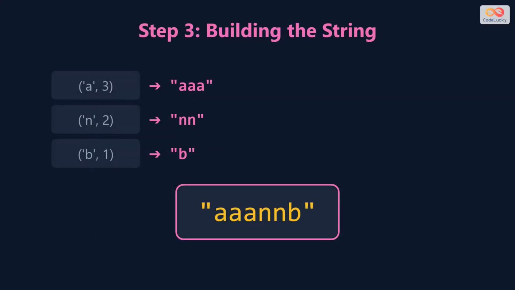Finally, step 3, we reconstruct the string. We look at our sorted list. We see A appeared 3 times, so we write A 3 times, then N twice, then B once. Concatenating these gives us our final answer, AAANNB.